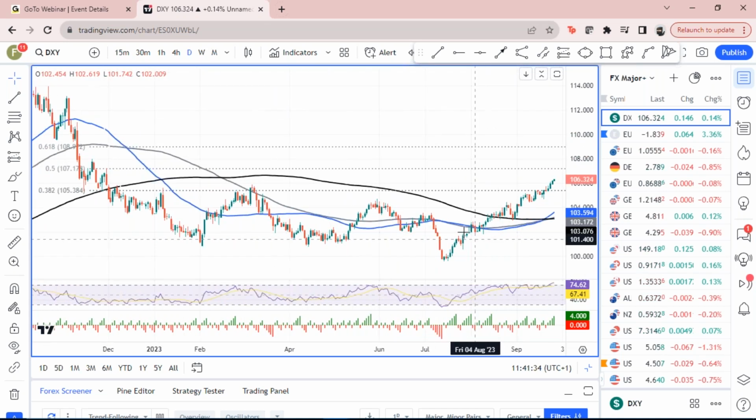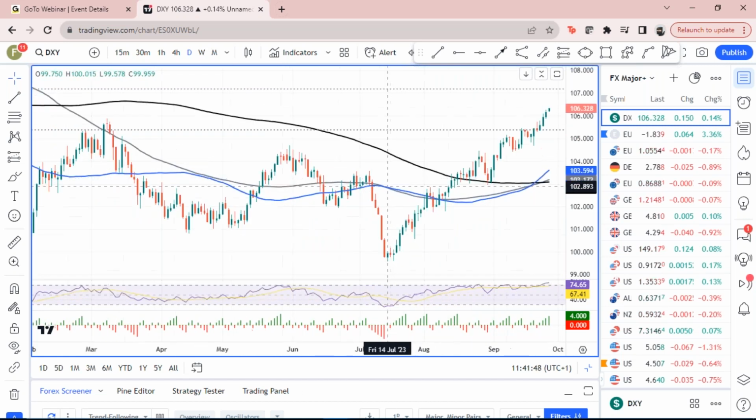Otherwise, you've got the halfway point of this decline being at 107.17, and I think the November highs are around or just below 107. So that will be a target for bulls, of course, to sustain this relentless run. The dollar really being a kind of wrecking ball to other currencies at the moment.